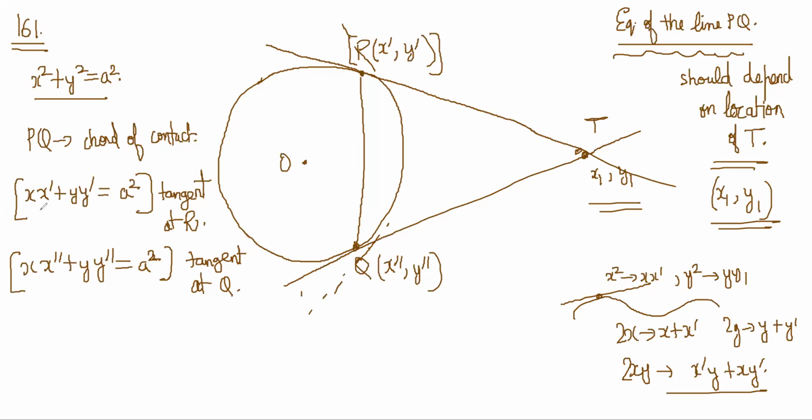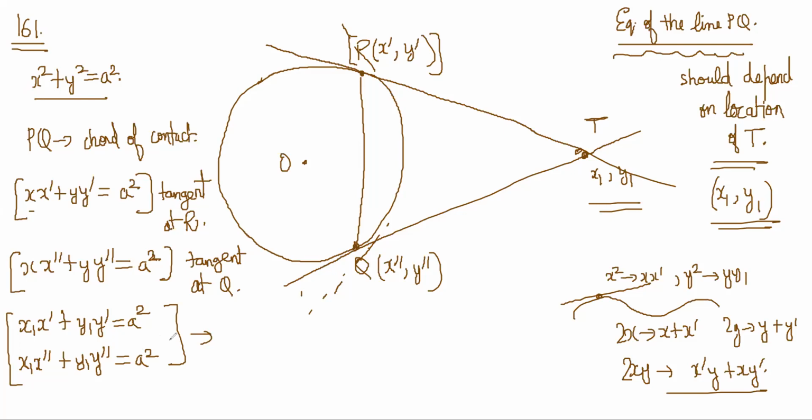So you can put x1, y1 in these equations and you will get two relations: x1 x dash plus y1 y dash is equal to a square, and also x1 x double dash plus y1 y double dash is equal to a square, right? These two statements are true, right?